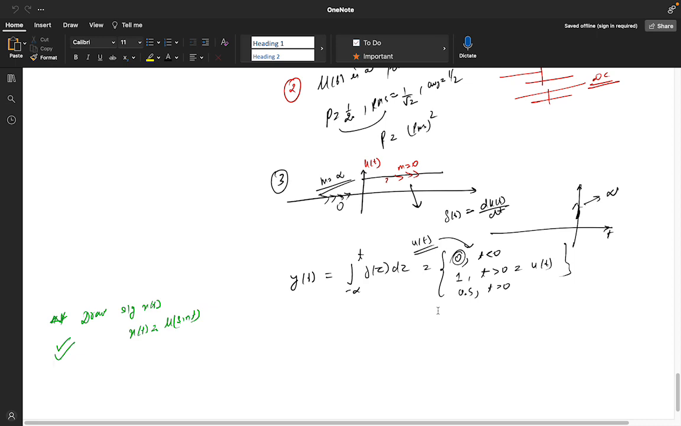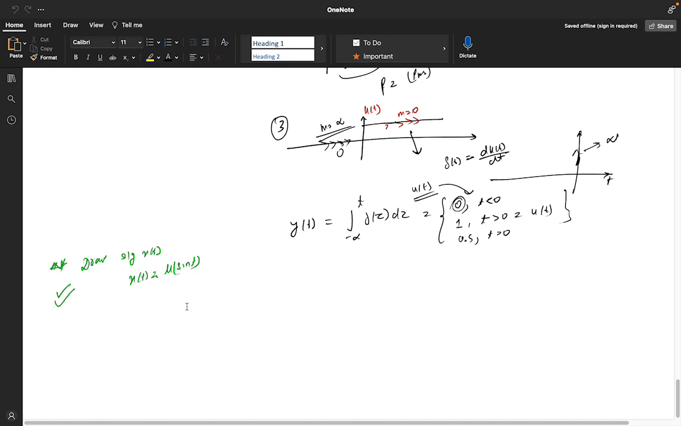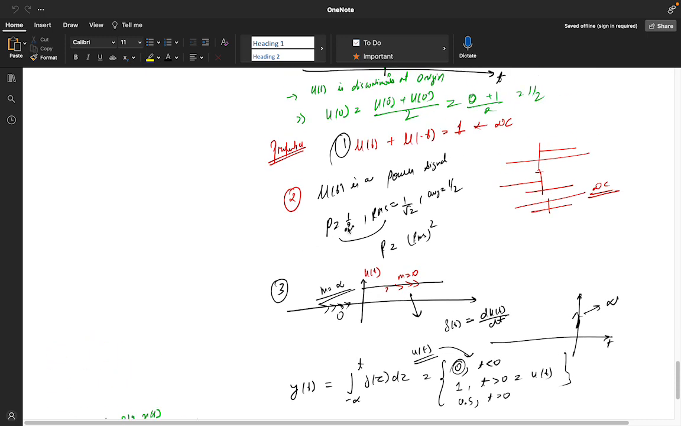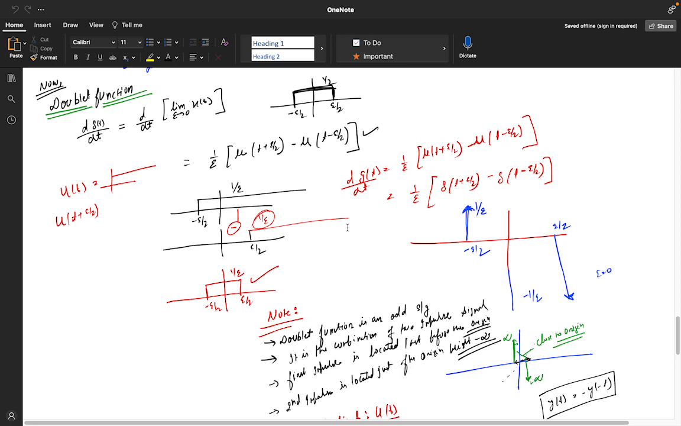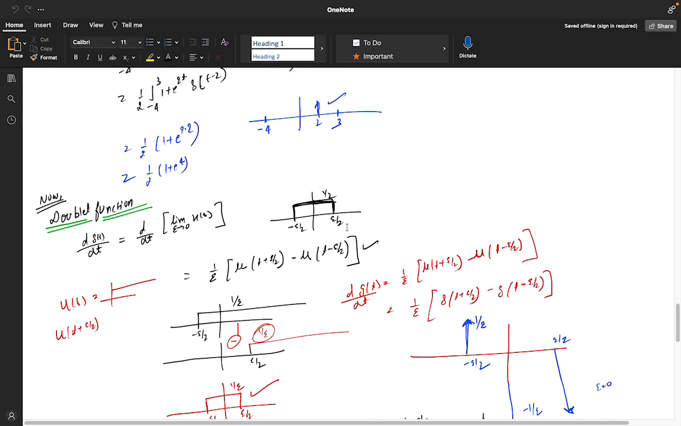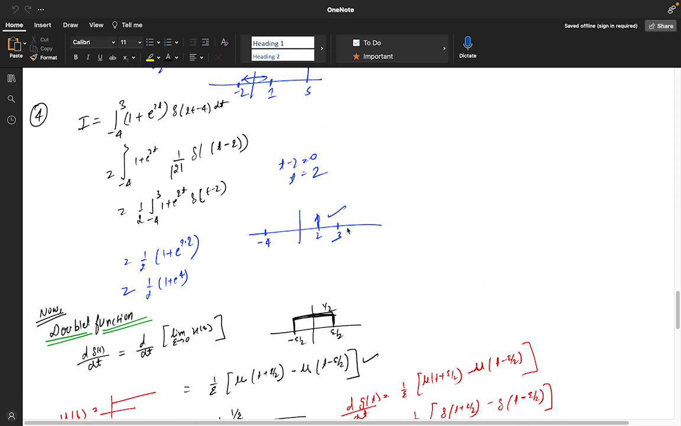Yes, sir. Yesterday I had given one problem: draw a signal x of t equals u sine t. Have you solved this? Unit impulse signal? Any doubt? Have you understood these signals, u of t, step signals and all? If you have not studied, you can tell me. If you have studied, then it's also fine.